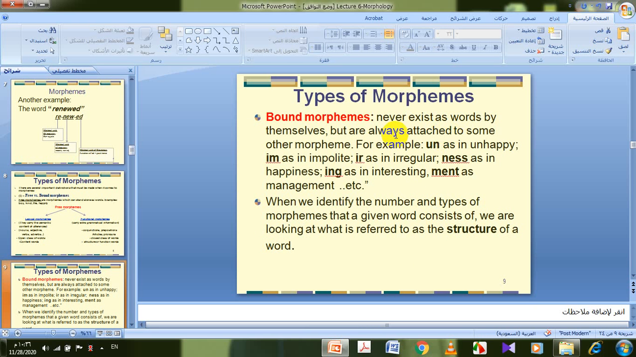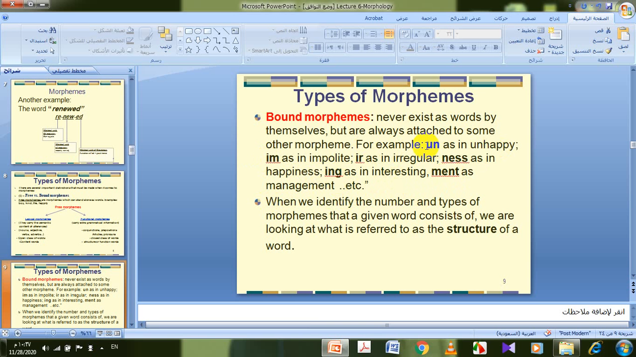Types of morphemes, bound morphemes. So we are done with free morphemes. Let's go to bound morphemes. Bound morphemes never exist, as the name implies, by themselves. They are attached to other morphemes. They never exist as words by themselves, but are always attached to some other morphemes. For example, un as in unhappy, im as in impolite, ir as in irregular, ness as in happiness, ing as in interesting, ment as in management, etc.